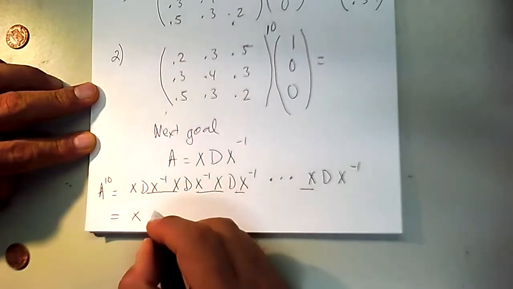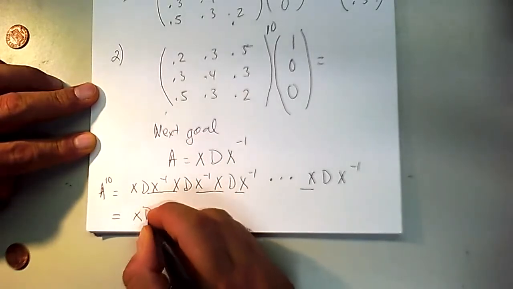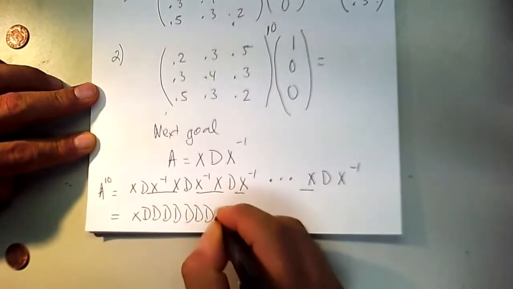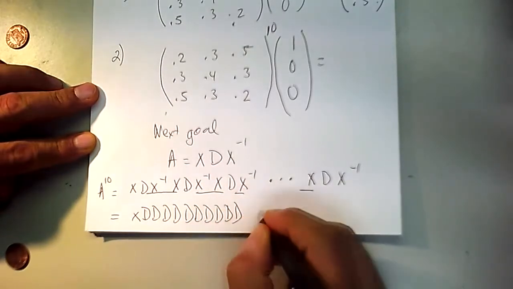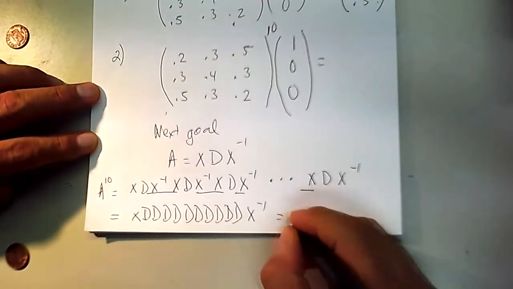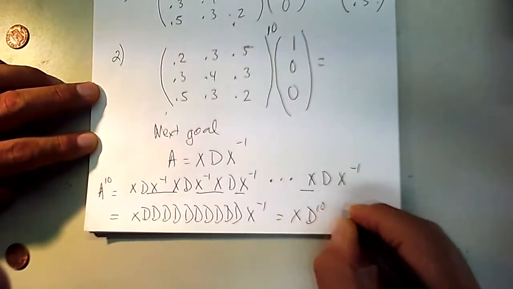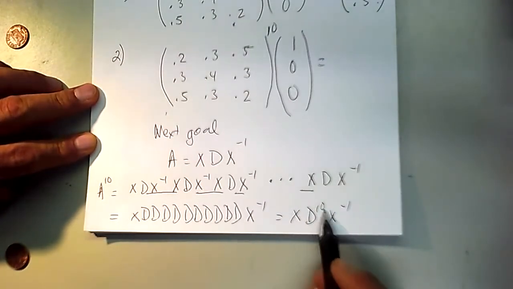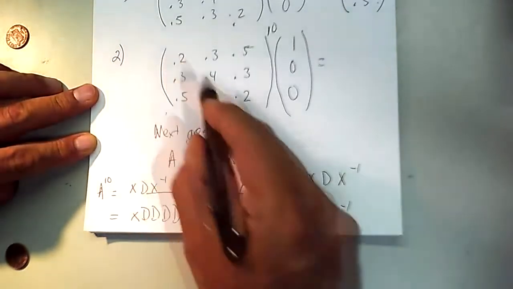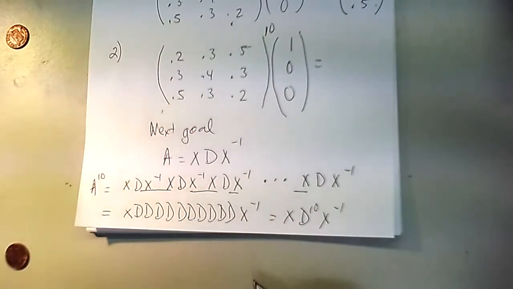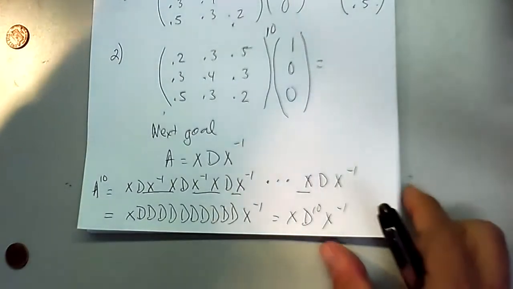All the X's and X inverses in between cancel off, and we have 1, 2, 3, 4, 5, 6, 7, 8, 9, 10, so we get X D to the 10 X inverse. And this is way simpler because D to the 10 is going to be way easier, since D is a diagonal matrix, and multiplying a diagonal matrix is super easy.